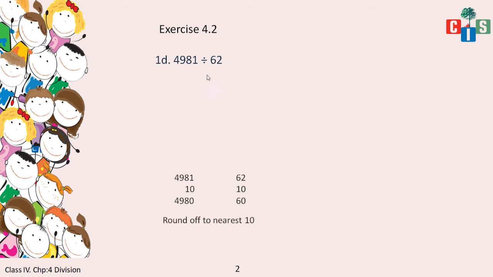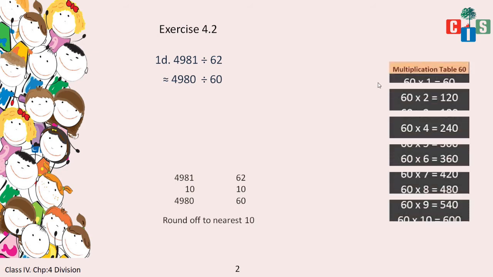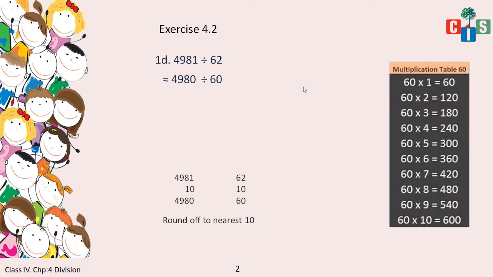Okay. So, now my question turns to be 4980 divided by 60. And this is the approximate or the estimated question. Fine. And I have to perform the division now. Okay, so I'll have the 60 ka table and start with the division. Now 4 is less than 60, so 60 zeros are 0 and 4 minus 0 is 4.